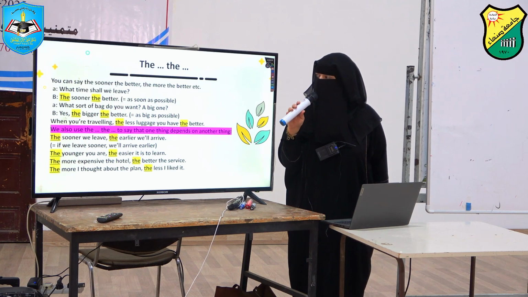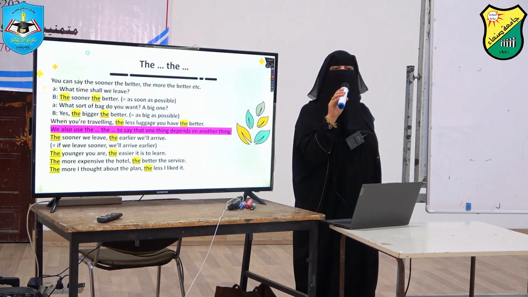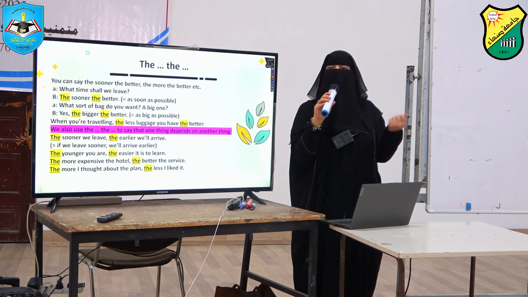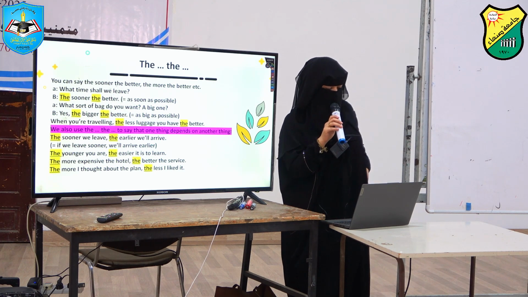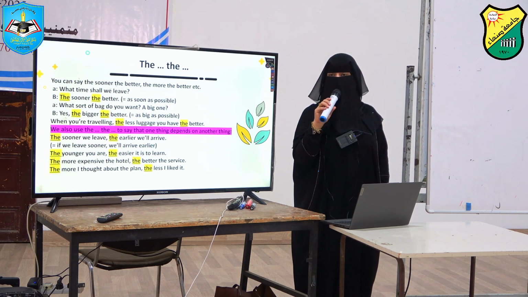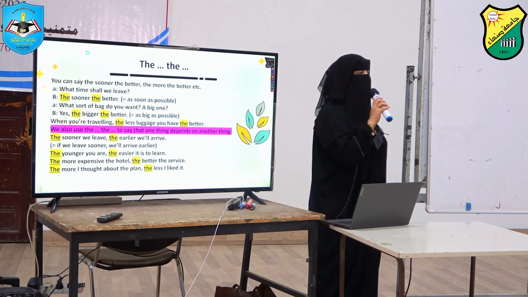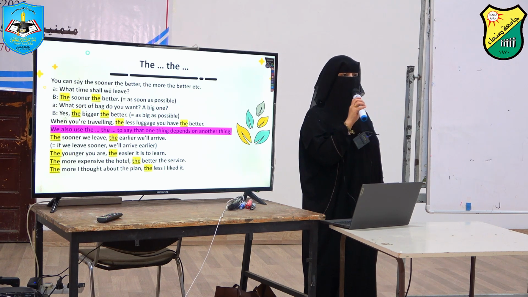Now the ... the ... is used for emphasis. Okay, look at example number 1. The sooner the better. I didn't say the soonest, the best. No, it's not correct. I have to say the sooner the better.